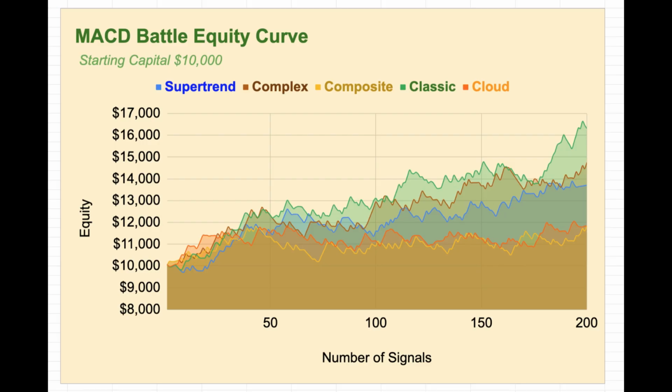The equity curve is also quite telling. Classic is here in green, with a fairly smooth rise up and to the right, with very little drawdown and then rising far above the rest. You can also see the value of testing 200 signals over just 100, like most other manual backtesting channels, since Complex and Classic were still neck and neck around that time.